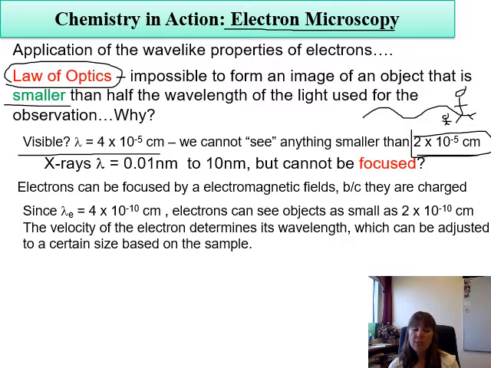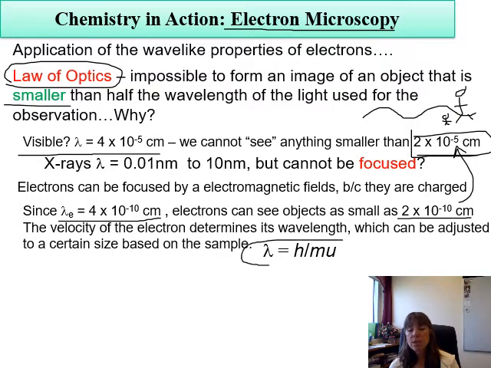So as far as the wavelength of an electron, that's what this is saying. That is the wavelength of an electron moving at a certain speed, and that's not indicated here. But using electrons, you can see objects as small as 2 times 10 to the negative 10 centimeters. That's much smaller than using a light microscope.